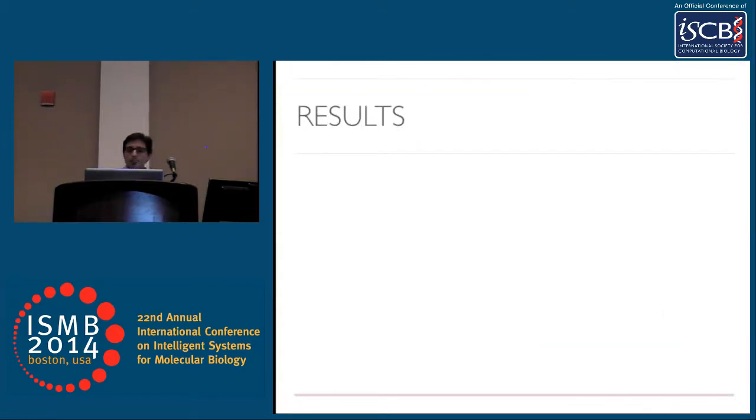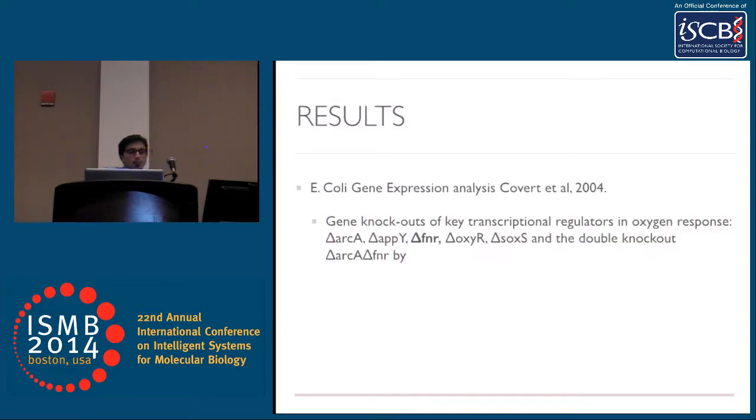Okay, let me show you some results. The first data set we are analyzing is the E. coli gene expression analysis done by Covert et al. in 2004. It has 6 knockouts of key transcription regulators of the oxygen response. So we are going to focus on the delta FNR gene over there. And we are using the iJR904 reconstructed metabolic network.